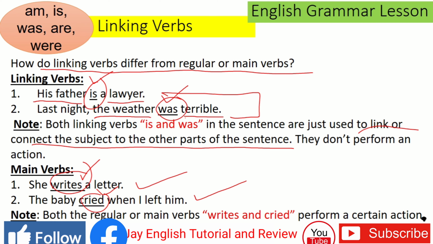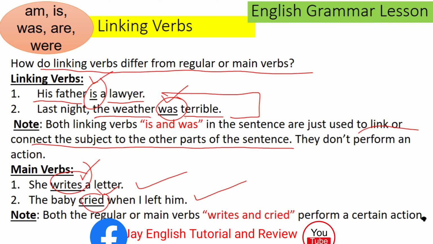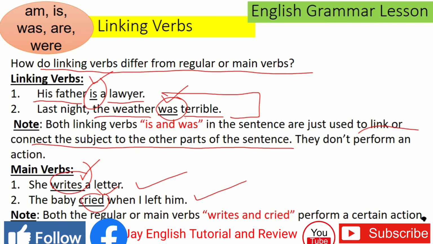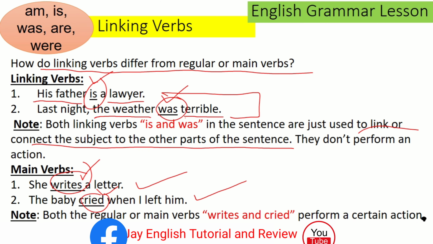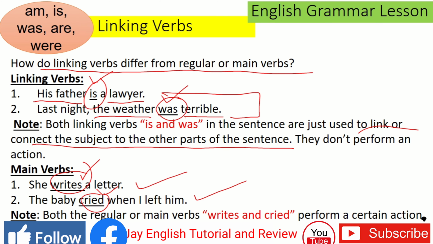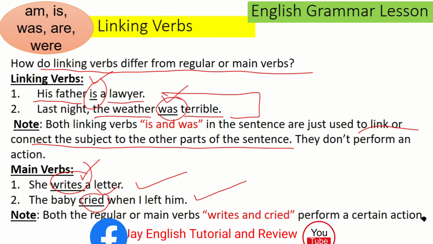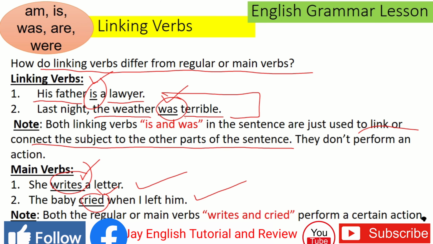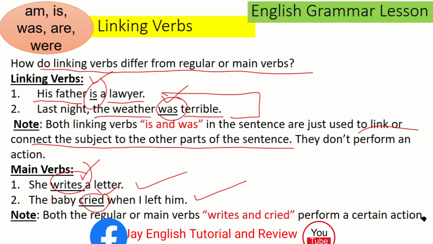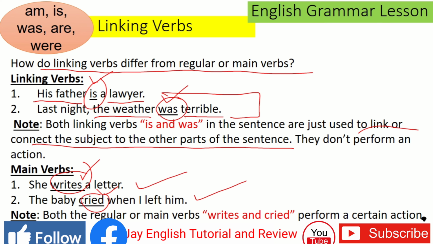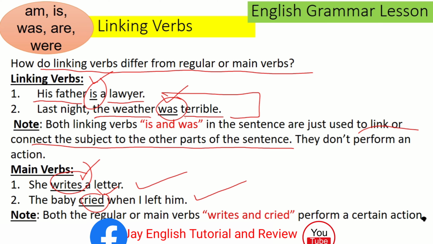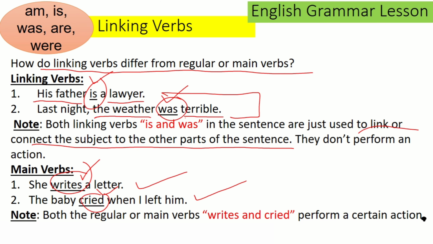Okay? So that's the difference between using linking verbs and main verbs in a sentence. But both are equally important or equally significant, because without them, I am certain that the sentence is grammatically incorrect or the sentences don't make sense. Okay? And those are the linking verbs am, is, was, are, and were.